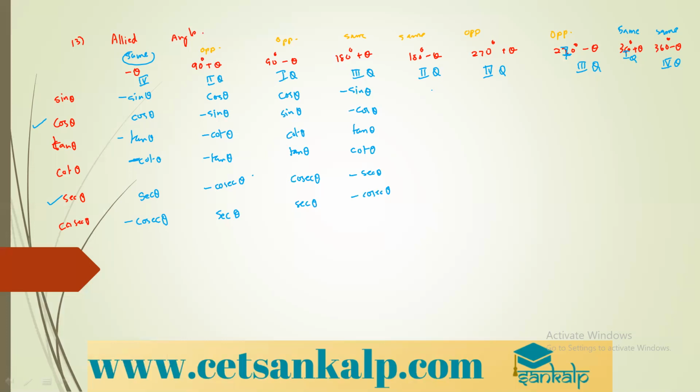In the second quadrant, only sine and cosecant are positive and same. So sine is same and positive, cosecant is same and positive. Remaining all are same and negative: minus cos theta, minus tan theta, minus cot theta, minus secant theta.